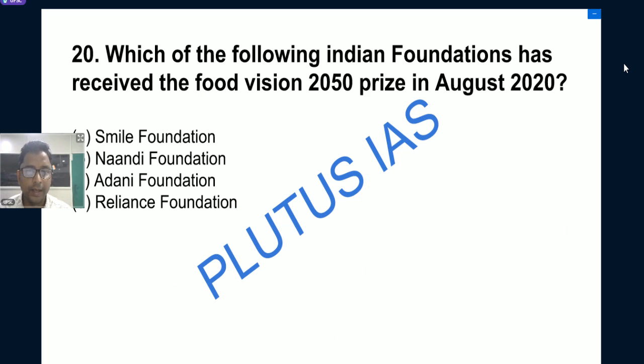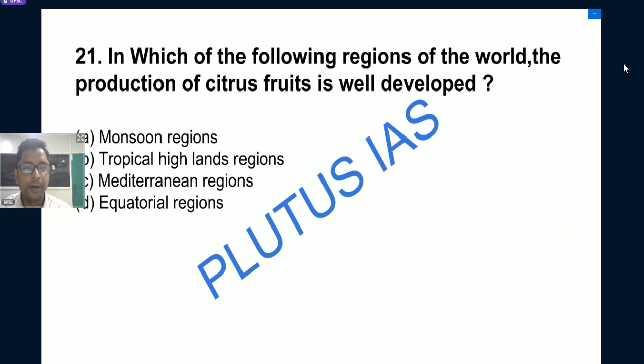Then next question, question number 21. Which of the following regions of the world the production of citrus fruits is well developed? So the answer to this is the citrus fruits are very well developed in Mediterranean type of climate, and this climate is famous for winter rainfall.